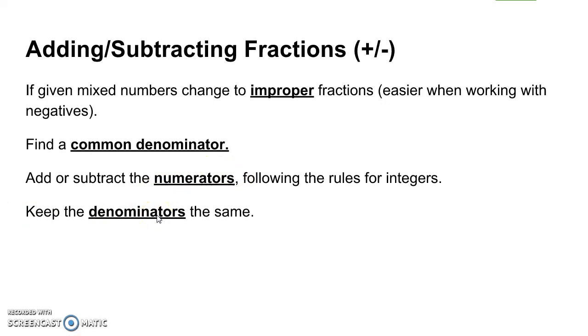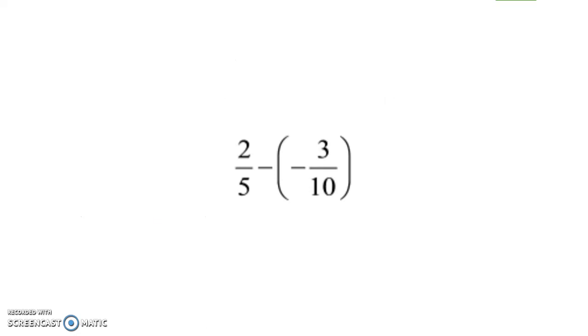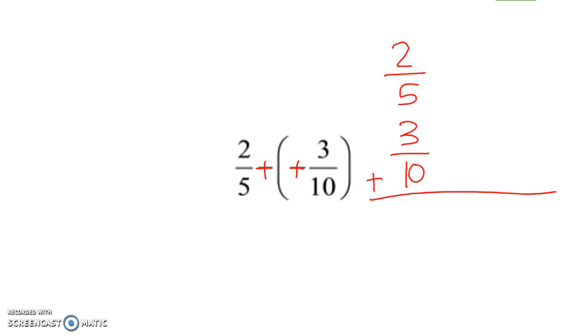Let's try one. 2/5 minus negative 3/10. Same rules as before. When I see minus and negative, I'm going to go plus, plus. So now I'm doing 2/5 plus 3/10. My next step is to get a common denominator. Between 5 and 10, my common denominator should be 10. The least common denominator. You list out the multiples. 5 times 1 is 5. 5 times 2 is 10. 10 times 1 is 10. That's the first one they have in common.